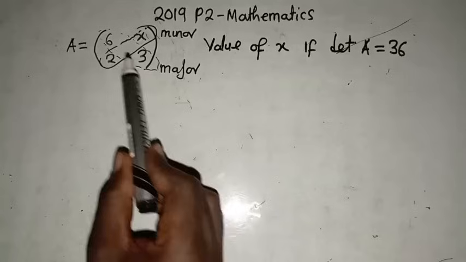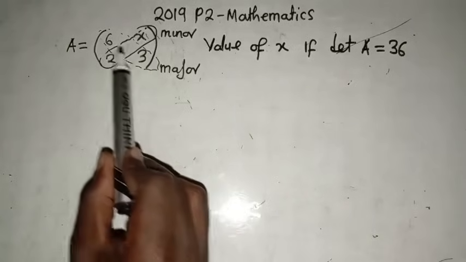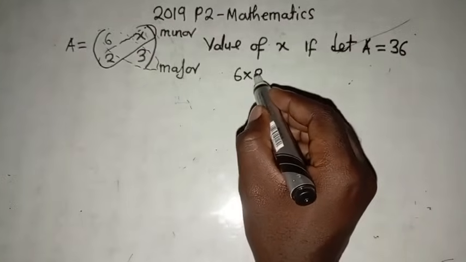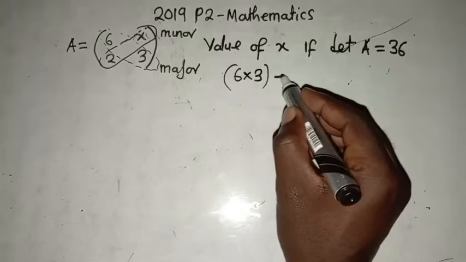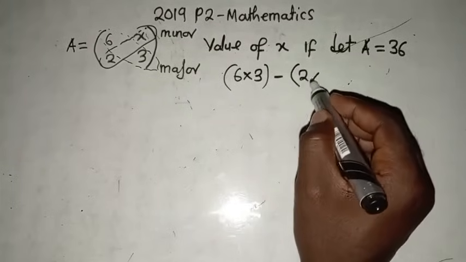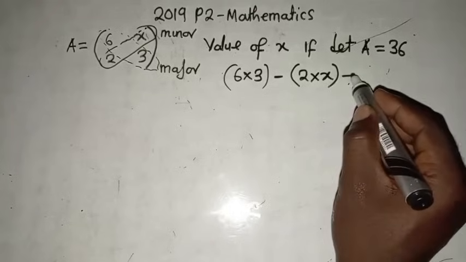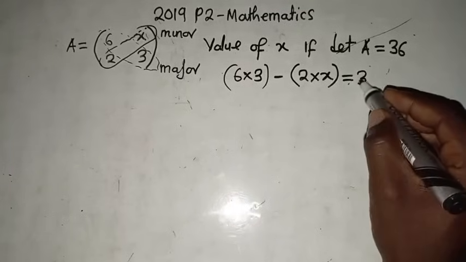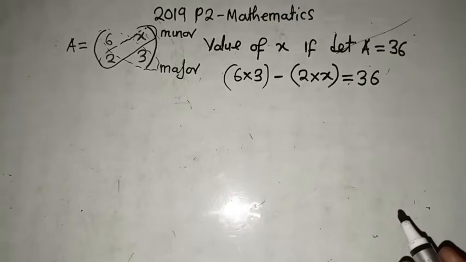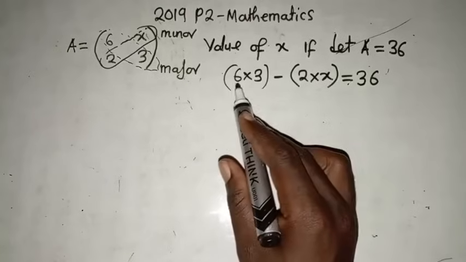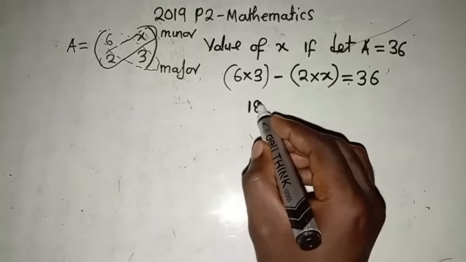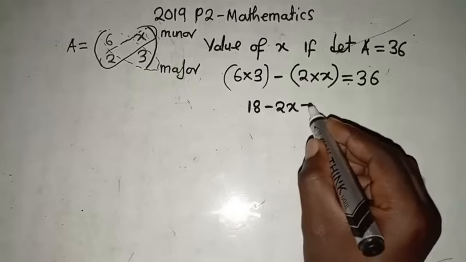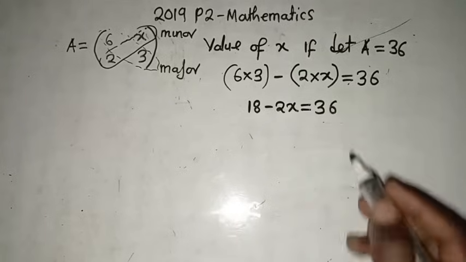So what you need to do is take the product of the major diagonal. What is in the major diagonal? 6 times 3, minus 2 multiplied by X. You equate to the determinant that is given. What is the determinant? Determinant is 36. Then you multiply here. 6 times 3, that is 18, minus 2x. You say this is equal to 36.